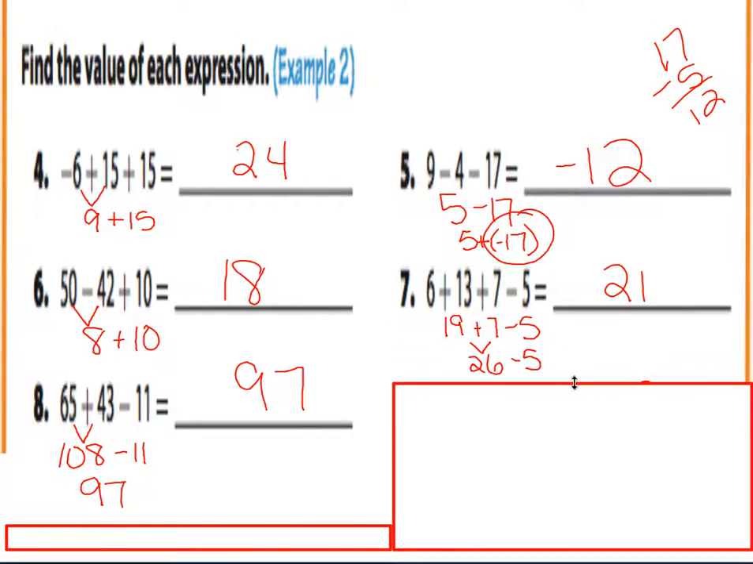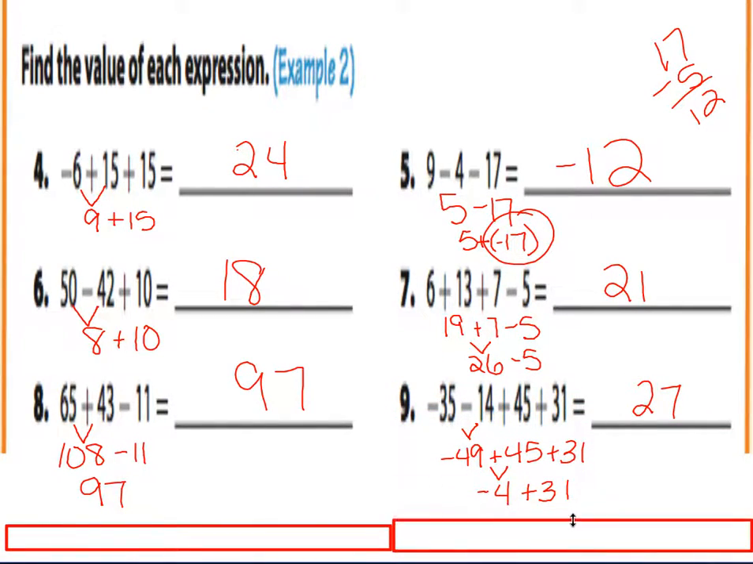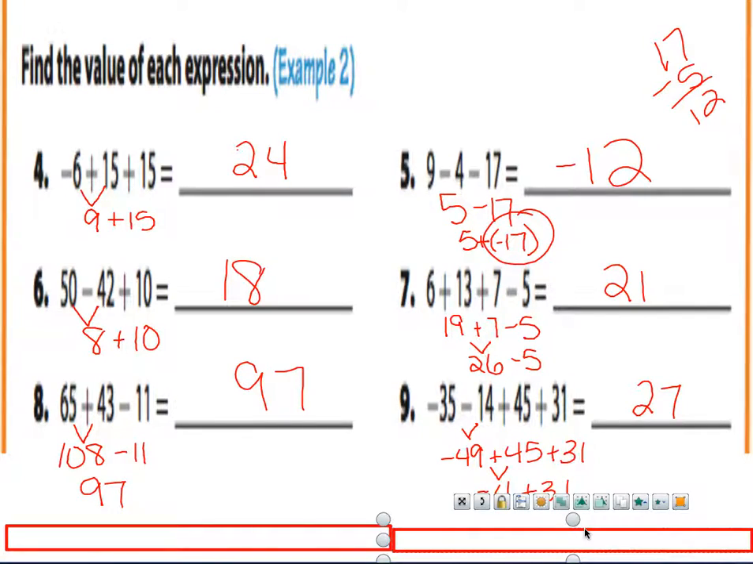Number 7, you should have gotten 21. 6 plus 13 is 19. Plus 7 gives you 26. Minus 5 gives you 21. And last but not least, you should have gotten 27. Negative 35 minus 14. So remember, negative minus 14. So negative 35 minus 14 would actually have ended up looking like this. Adding the additive inverse, which would have given us a negative 49 plus 45. So I know that I subtracted these two to get 4. Negative 4 plus 31 gave me 27. And this one is negative because 49 is further away from 0.